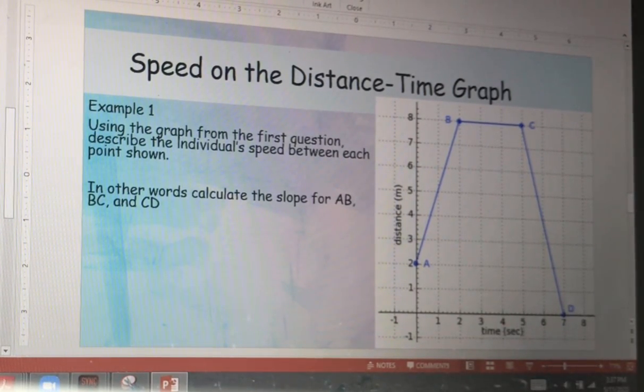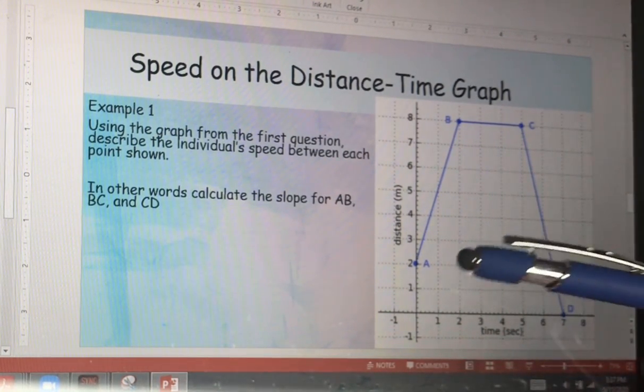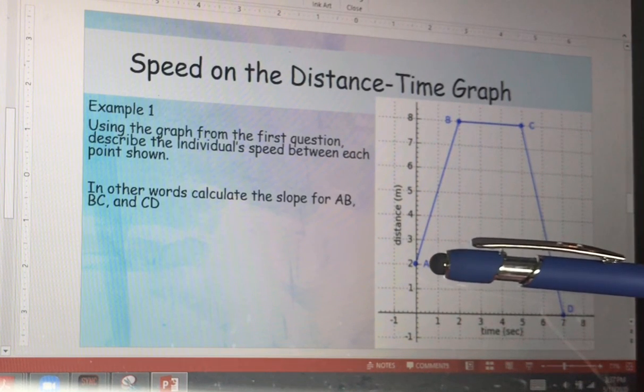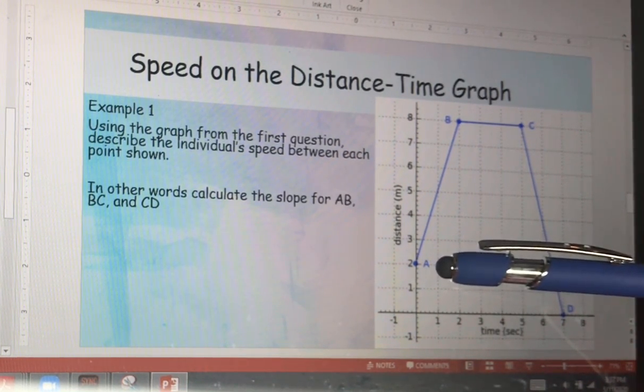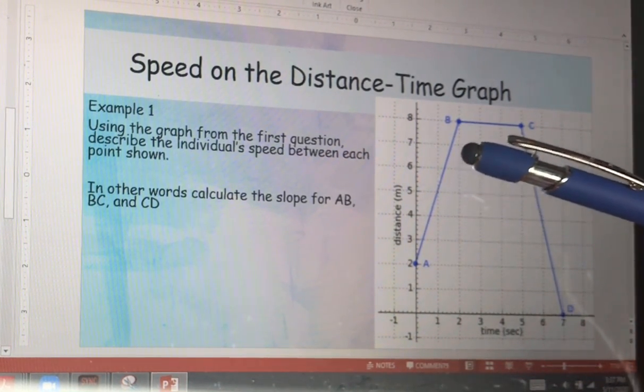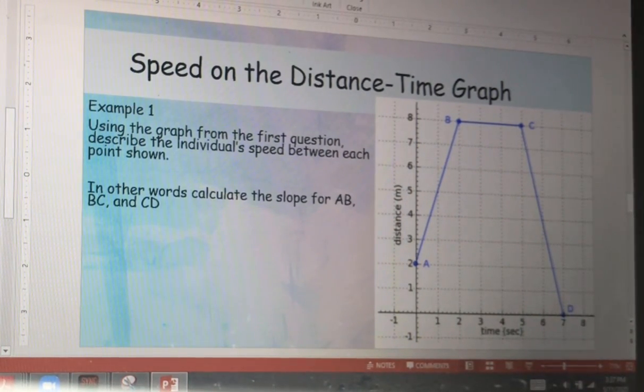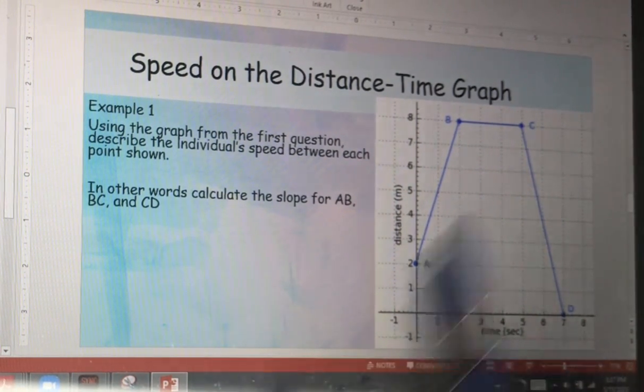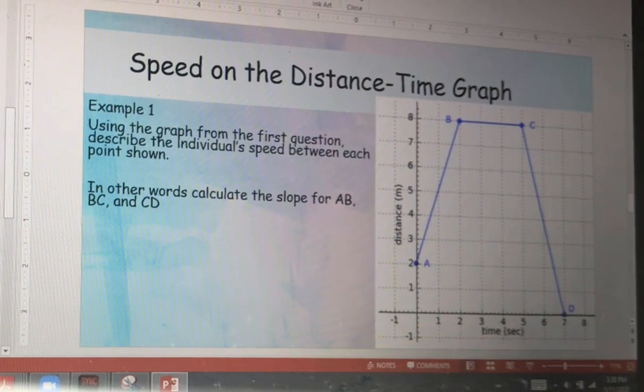All right, so we want to use the graph from the first question. That was the one where you were looking at the distance and time for walking away from a wall, in order to find the speed between each of the points shown. So we gathered earlier that we start 2 meters away from the wall at point A. Then we walk away from the wall at a constant speed because it's a straight line, it doesn't curve or anything.